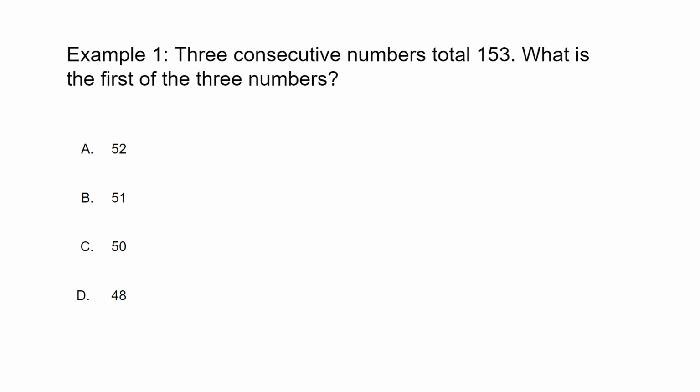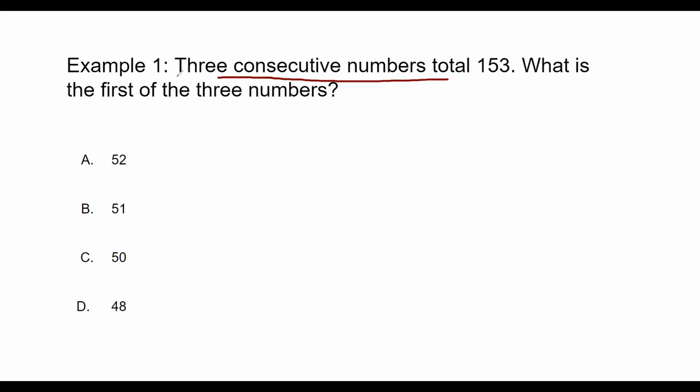This first example I have is a little bit different than that common principle that I was just talking about. This is a consecutive number problem. It's similar, but a little bit different. We're told that 3 consecutive numbers total 153. What is the first of the 3 numbers?